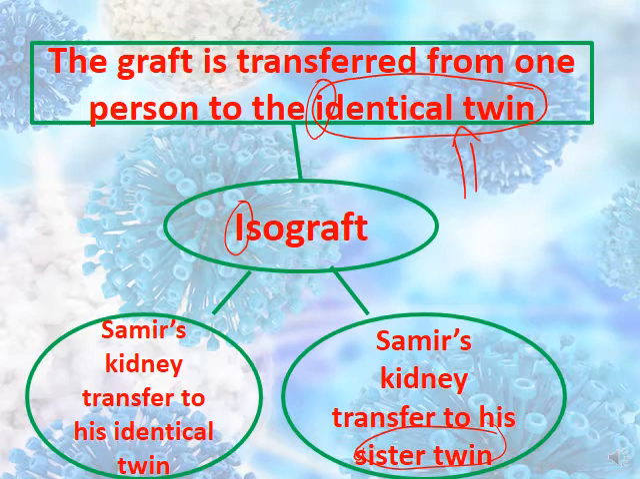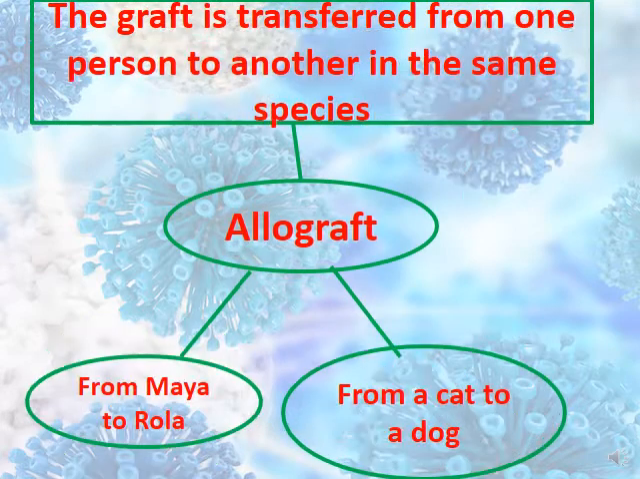Let's move now to the third type of graft, called allograft. This graft, allograft, is done between one person and another in the same species, and they belong to the same species. For example, from Hassan to Maya, from Ali to Riwa, from Celine to Sabine, from Sabine to Zahra. So all of them belong to the same species. Here, the graft is transferred from one person to another in the same species. So this is called allograft.